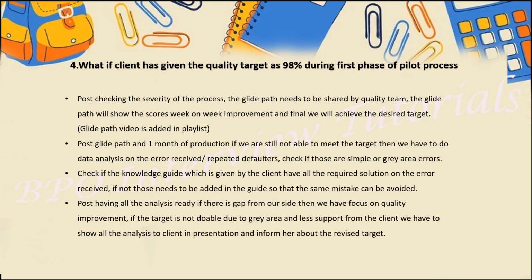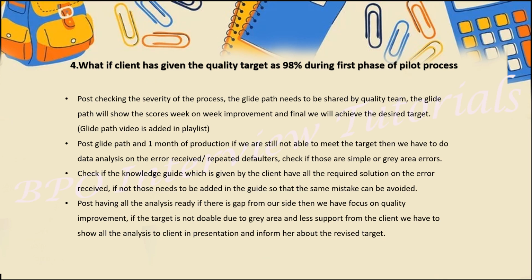Let's move to the fourth question, that is, what if the client has given you a quality target of 98% during the first phase of the pilot process? So let's consider it's a new process, and the employees have done their training and they are moving to the nesting phase. So it's a pilot process for you. Client directly told you 98% is your target. Now, post understanding the situation of the process, post looking at the criticality of the process, post checking everything, there may be a situation wherein you might not achieve 98% in the first go. Gradually you might achieve it, that is definitely possible, but at the first instance you will not be able to achieve it.